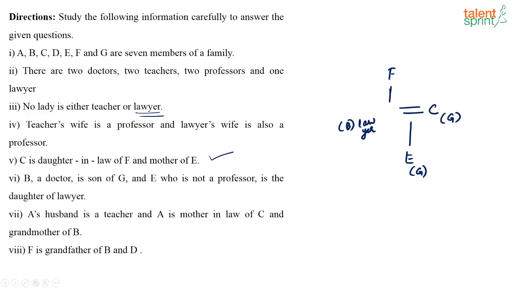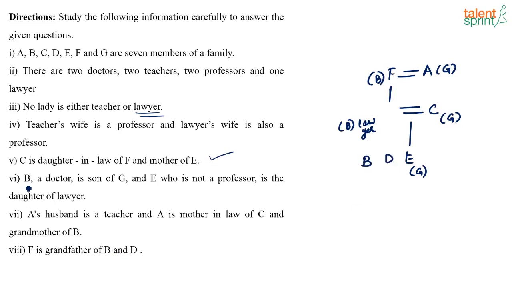Then next, what are they saying? A's husband is a teacher and A is the mother-in-law of C. So A is the mother-in-law of C means the married couple here are F and A, right? And it is given A is the mother-in-law of C. So this is the female, this is the male person here. And next it is given F is the grandfather of B and D. So B and D are going to be in this generation.